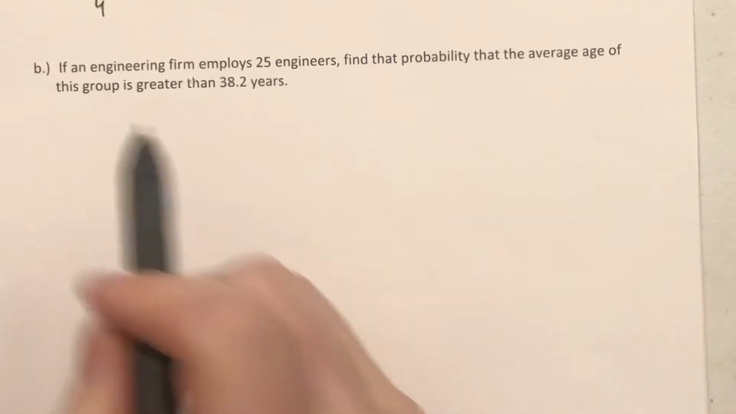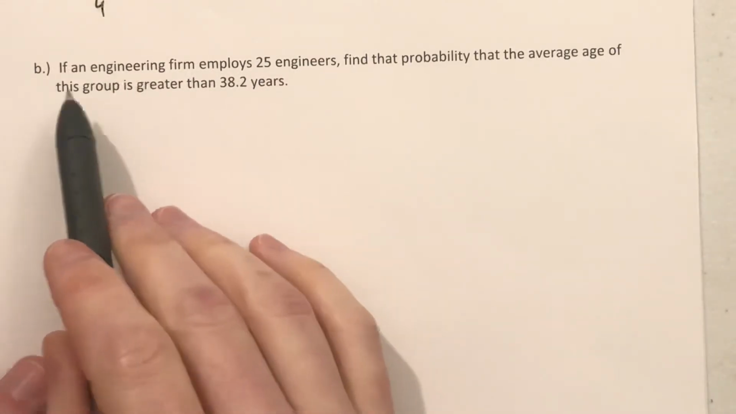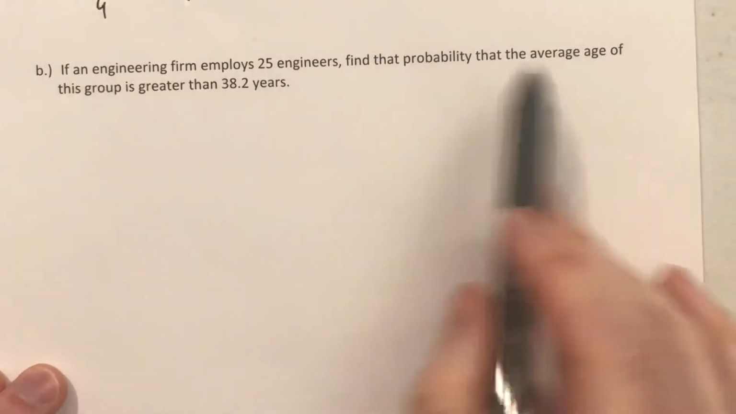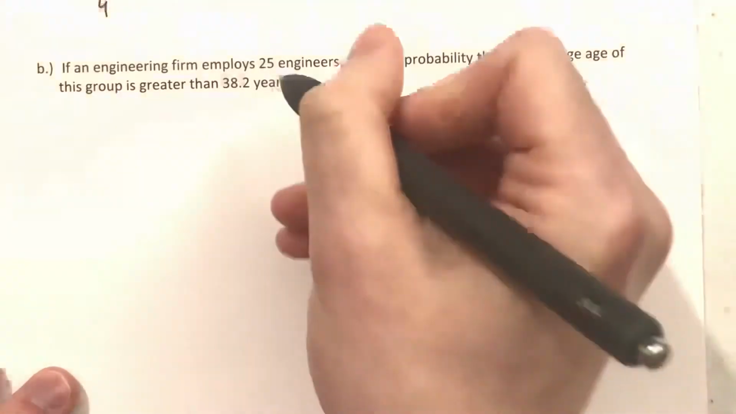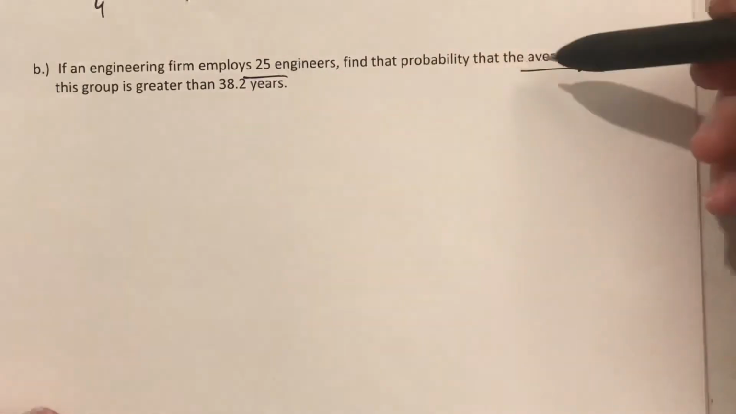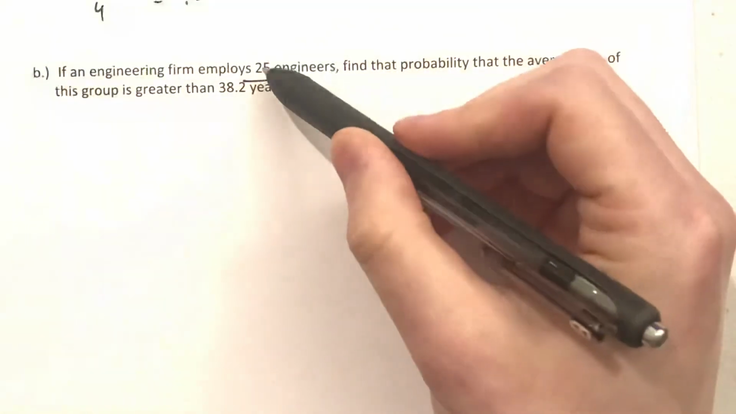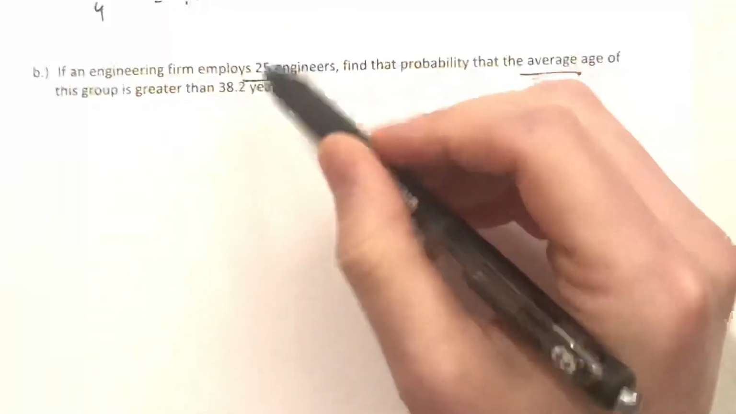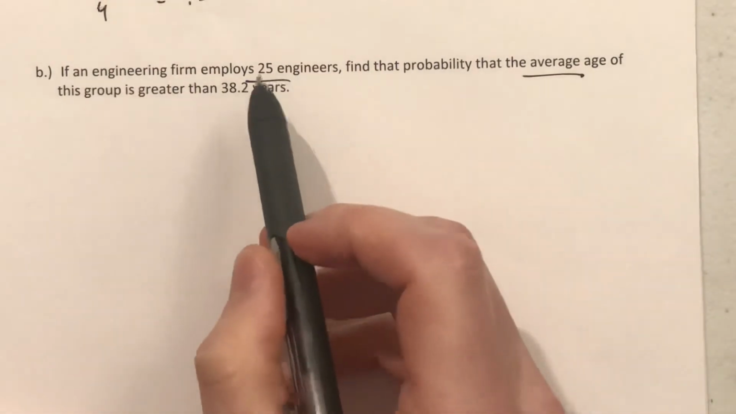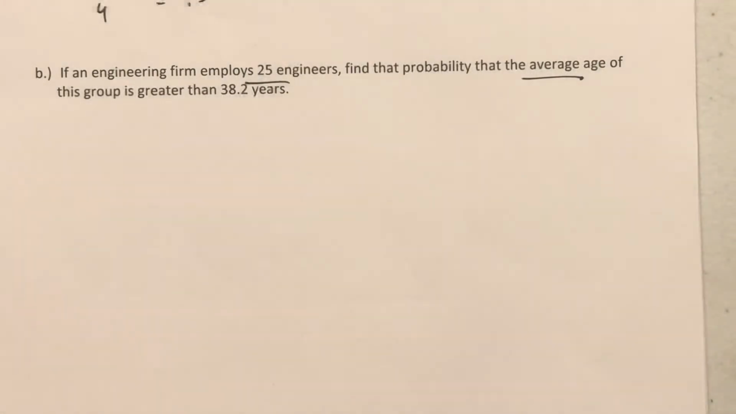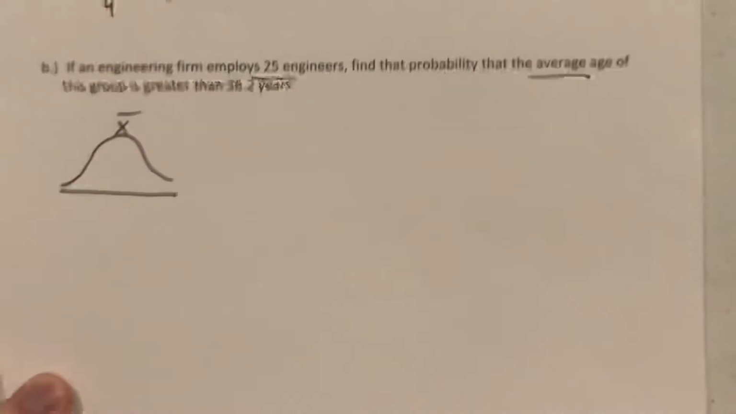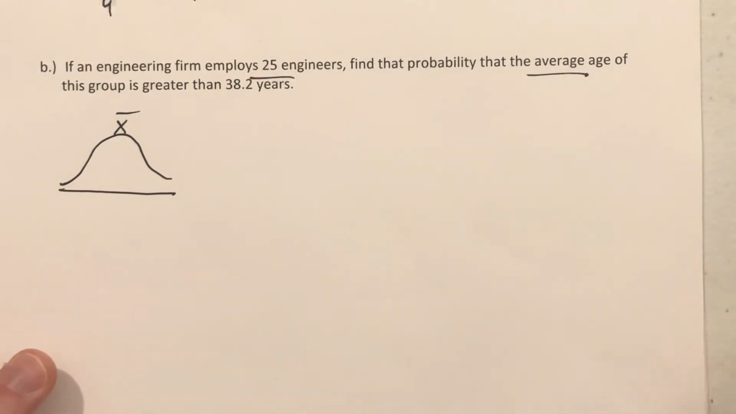Now going to B, same situation, but if we have an engineer firm employing 25 engineers, find the probability the average age of that group is 38.2. So we have a group that we want their average. They don't use the word sample in there, but that's what we have, a sample mean. Now notice 25 is less than 30, but that's okay because we have that the distribution is normal. We do not need the central limit theorem. We do not need a sample larger than 30 if we're coming from a normal distribution. So with that being said, we can assume immediately that X bar is normally distributed because our original data set was normally distributed.